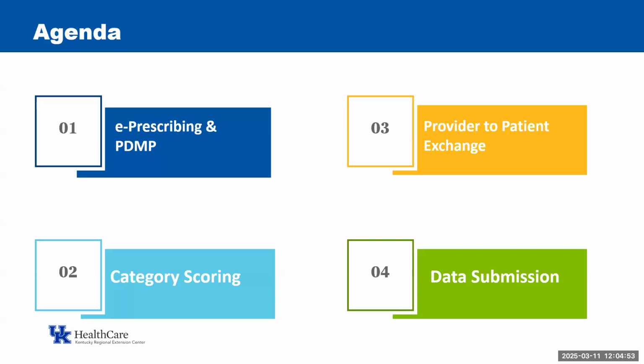Today, we'll have a real quick review of the category and then jump right into 2 of the objectives within the promoting interoperability category, discuss scoring and data submission for attestation, and then next month's meeting will focus on the health information exchange measure.